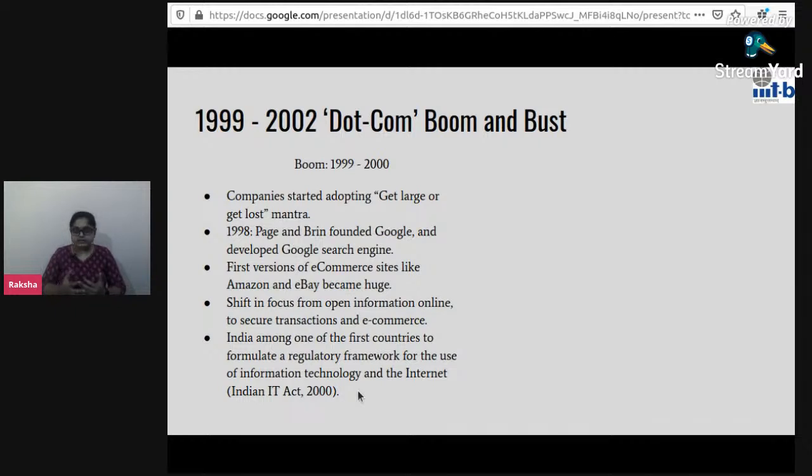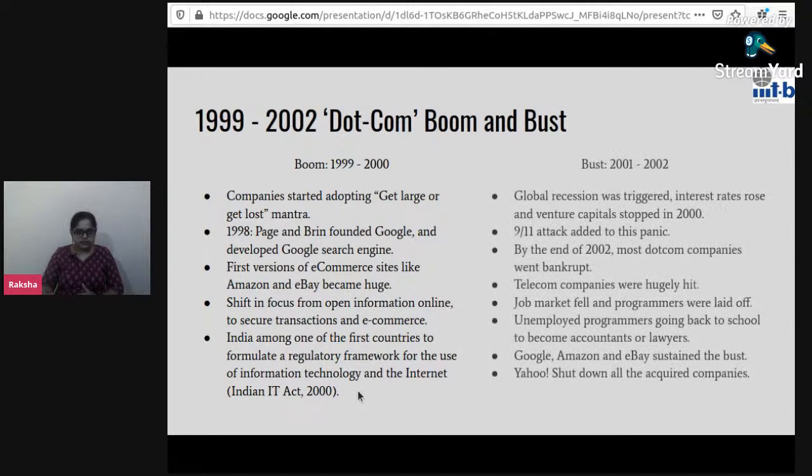Until now, as I said, mostly the academic institutions used these websites. So they were not bothered much about security. They were pretty open about what they wanted to showcase, the research and things like that. But when the shift came to e-commerce, the shift happened from openness to secure transactions, and that was a huge shift. And India was actually one among the first countries to formulate a regulatory framework for the use of information technology. And you can still go and look up the Indian IT Act 2000.